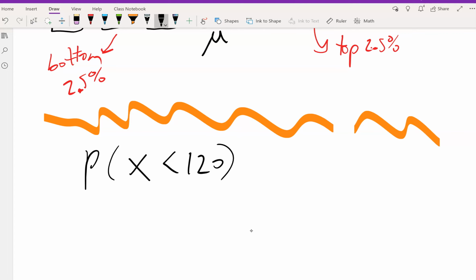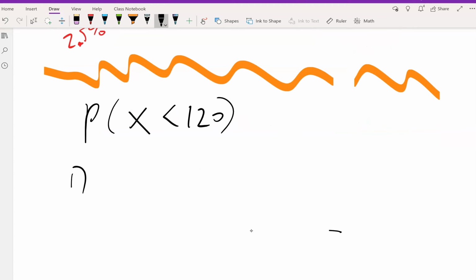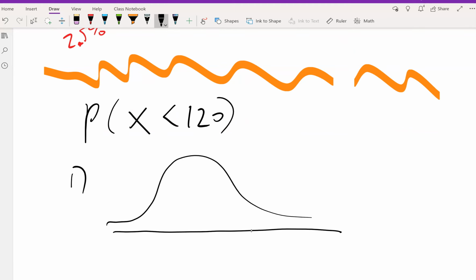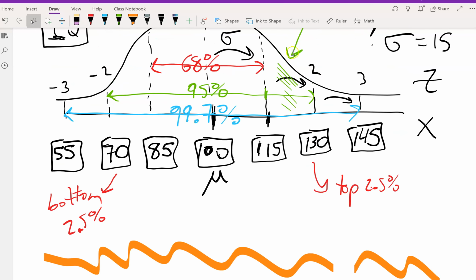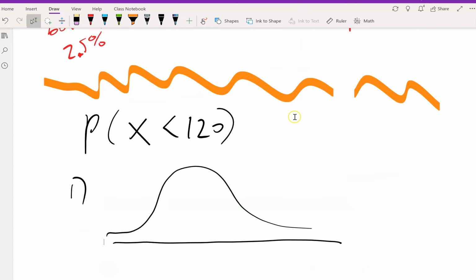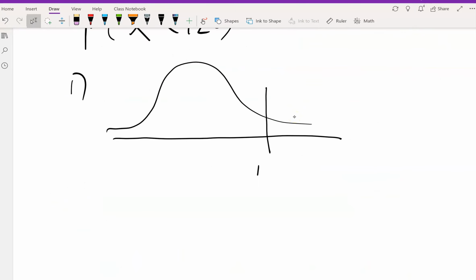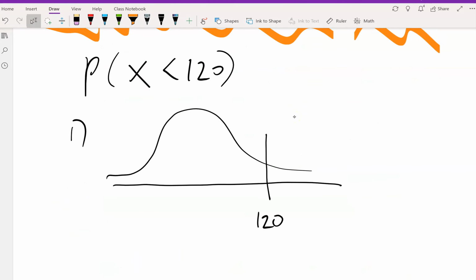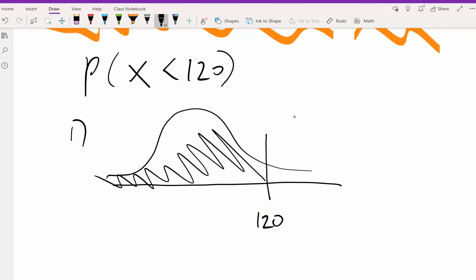All right, well, I have a procedure for this. Of course, I'm a logical person. My procedure is, number one, draw a crappy picture. It's normal because we said it was normally distributed. 120 falls right there. So I know it's going to be up here on the high side. Less than means shade to the left. Got it. So I know the answer is going to be pretty big, all right?